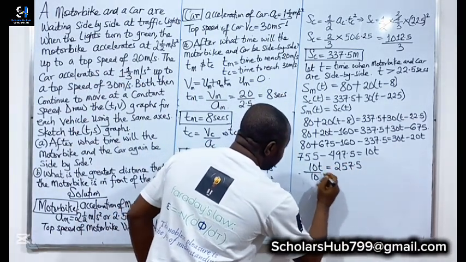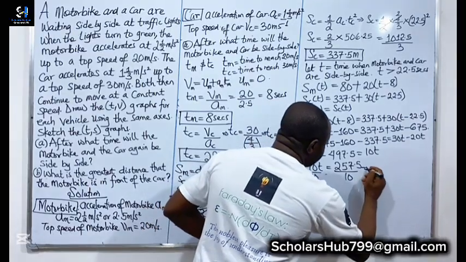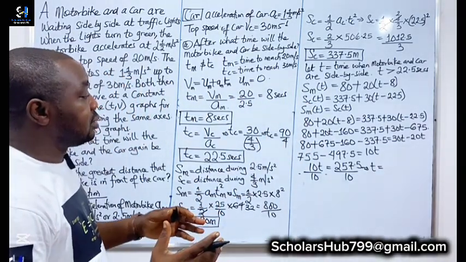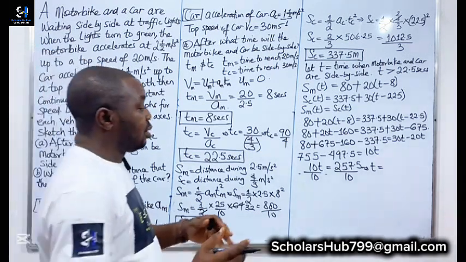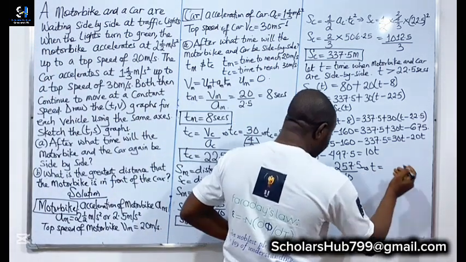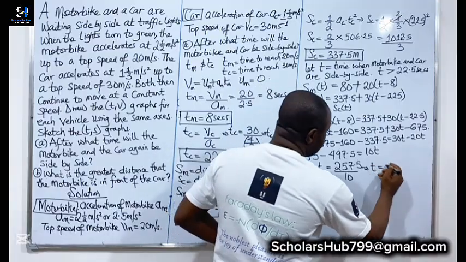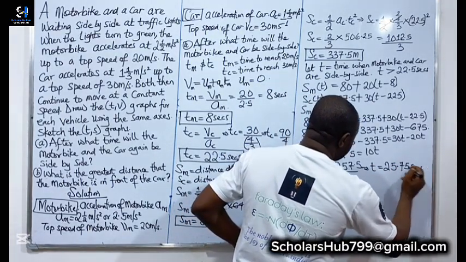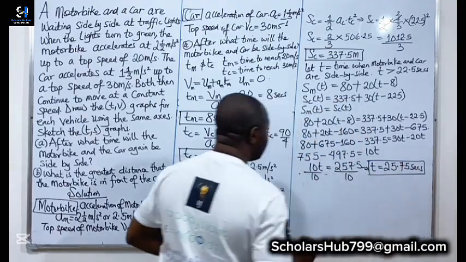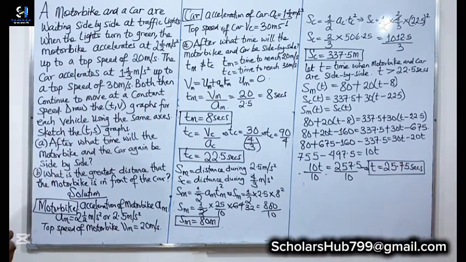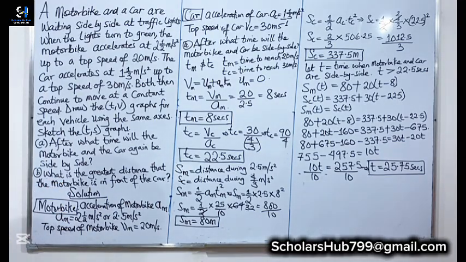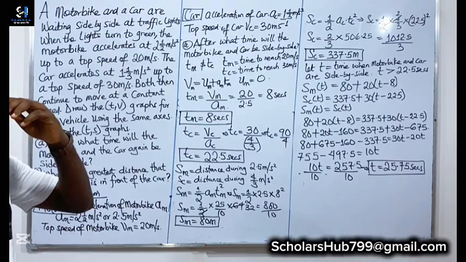So if we divide both sides by 10, the time that both the motorbike and the car will be side by side again is 25.75 seconds. And we just calculated this. All right, so the next question: what is the greatest distance that the motorbike is in front of the car?